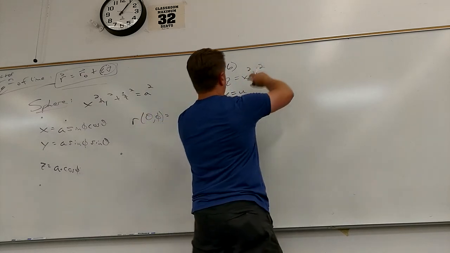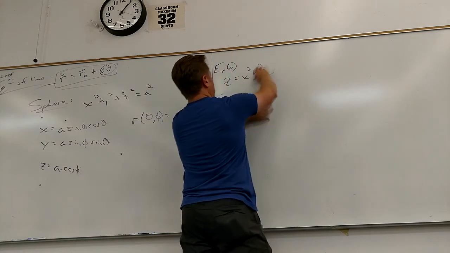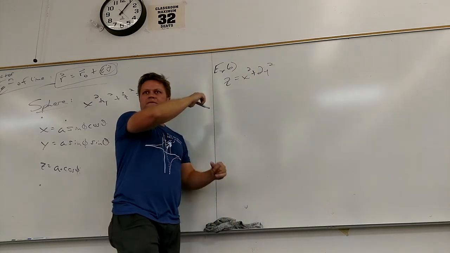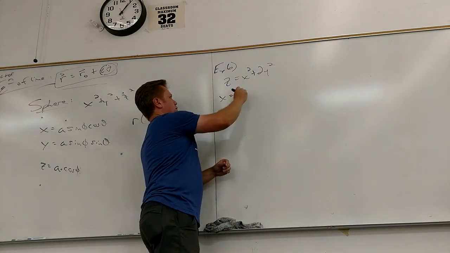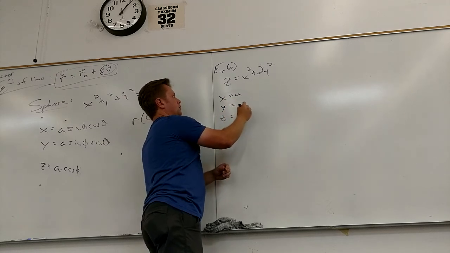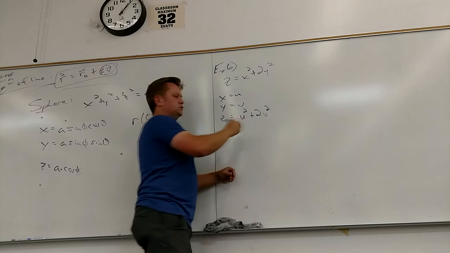Now let me do one thing to this. Let me get you guys off of that. Here, do that. So x could be u, y would be v, and then z would just be u squared plus 2v squared.